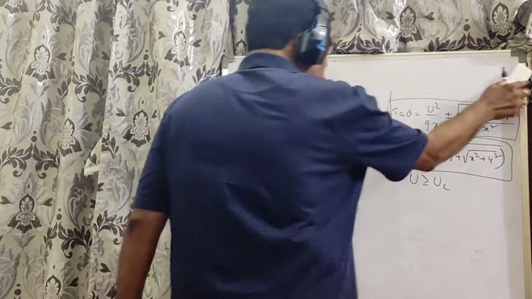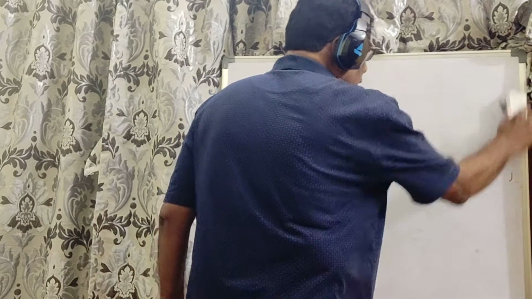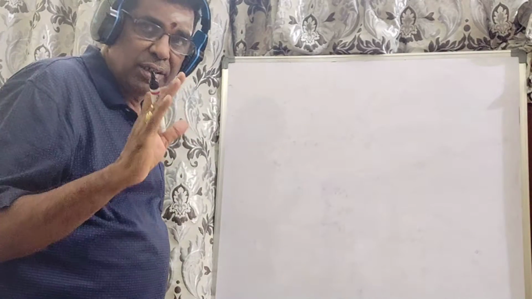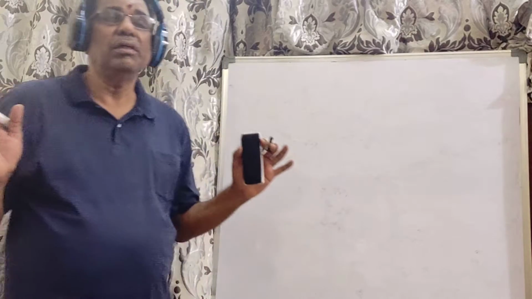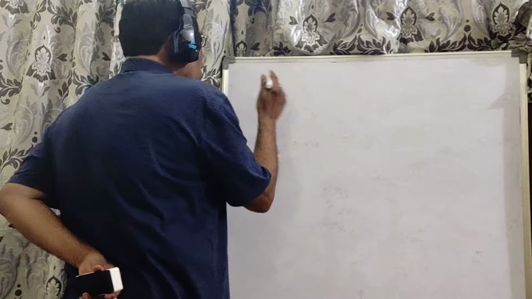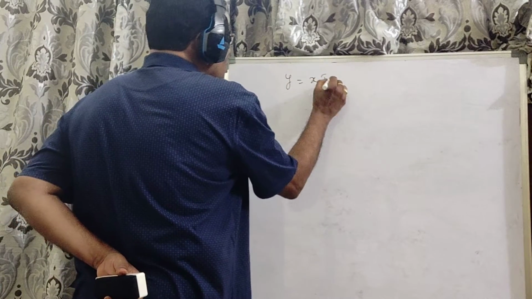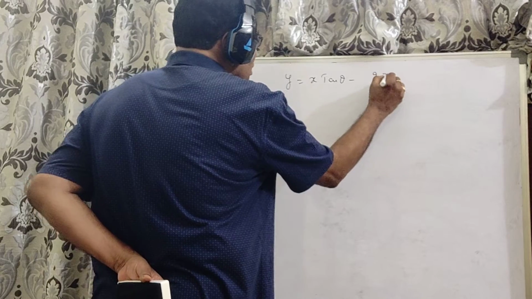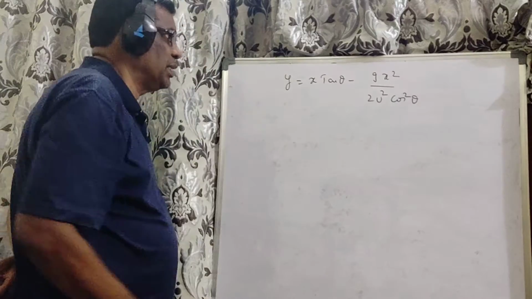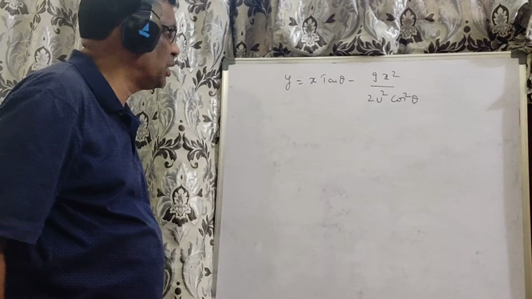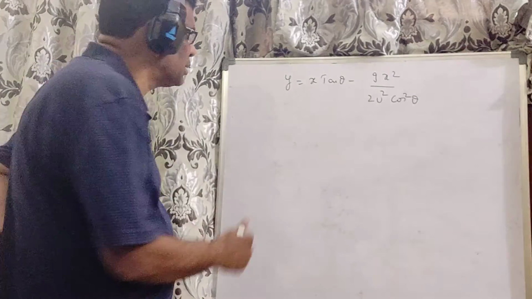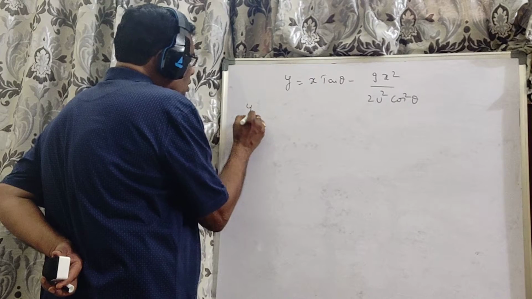Now, I'm continuing with the same symmetric projectiles, oblique symmetric projectiles. Now you have y is equal to x tan theta minus gx squared by 2u square cos square theta. Suppose you have got y is equal to x tan theta minus all this. Now, it's a sheer jugglery, nothing else. How many ways you can write this, I'll show it to you.